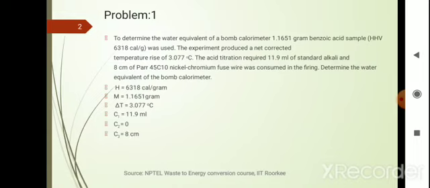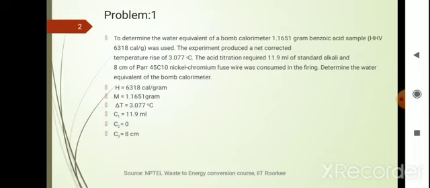Then another correction, C3, is a factor which corresponds to the length of burned fuse wire. We are using fuse wire for ignition, so some part of it will be consumed, and we have to deduct that. So C3, the length of fuse wire burned, is given as 8 centimeter. So this is our problem.